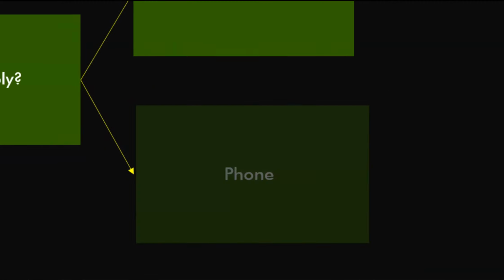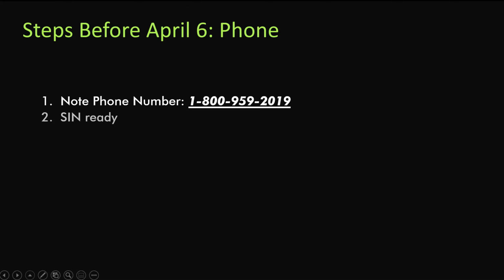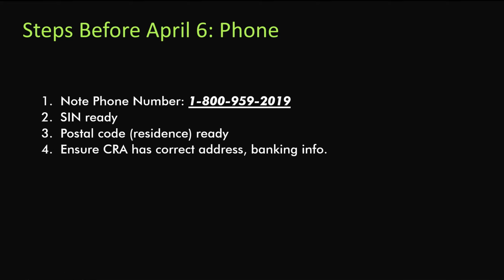If you're applying by phone, what are some of the things that you should do before April 6th? Number one, obviously, you should note down the phone number that you're going to call. It is 1-800-959-2019. It is on the website, the link that I've provided. Make sure that your social insurance number is ready, available. Make sure that you have your postal code for your residence ready and written. And you need to make sure that CRA has accurate address information and banking information for you, because if you're getting payment made by direct deposit, then your banking information needs to be up to date, and if you're getting a check, then your address has to be up to date.